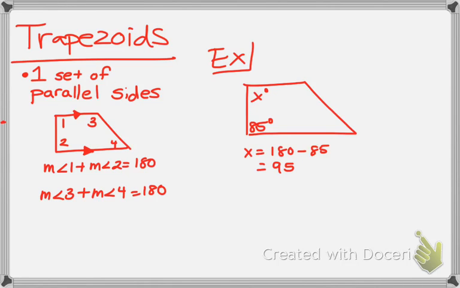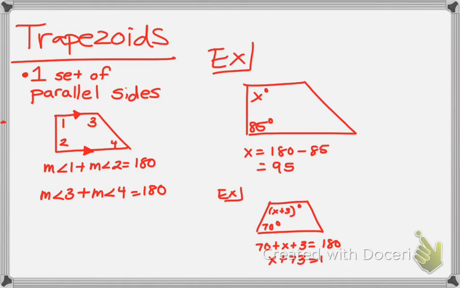And then if we threw some algebra into the mix, such as something like this, x plus 3 degrees and 70 degrees, then we would just add those together and set it equal to 180 and solve from there. So x plus 73 equals 180. Subtracting that gets us, what, 107 would be your x.